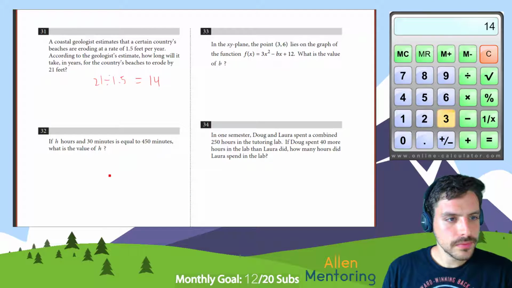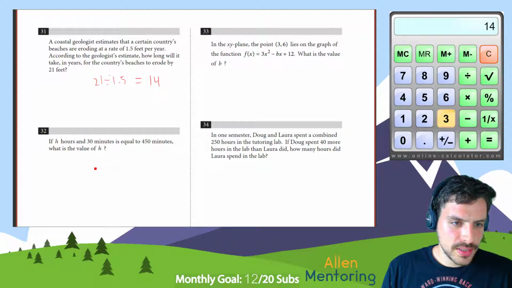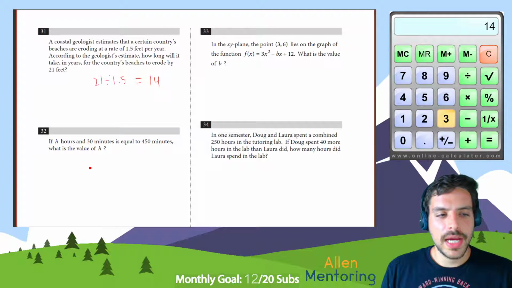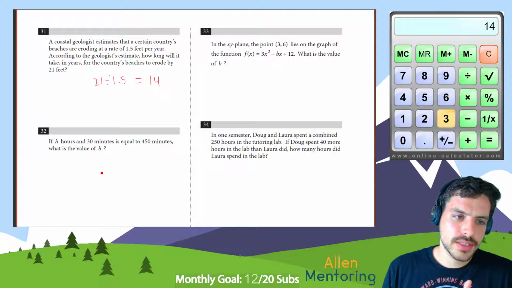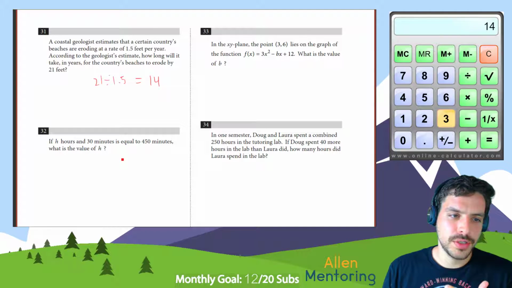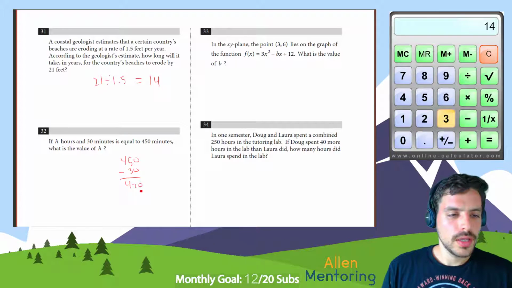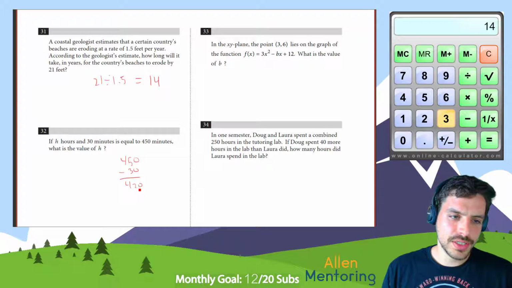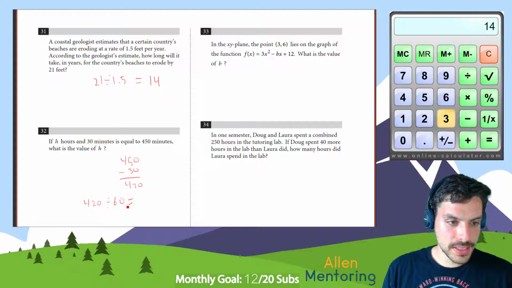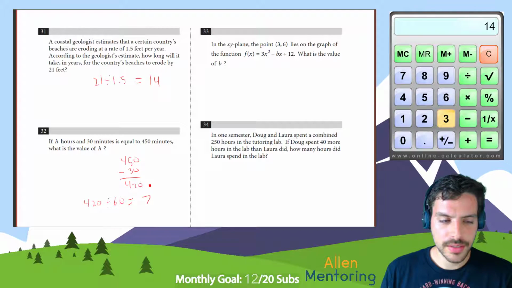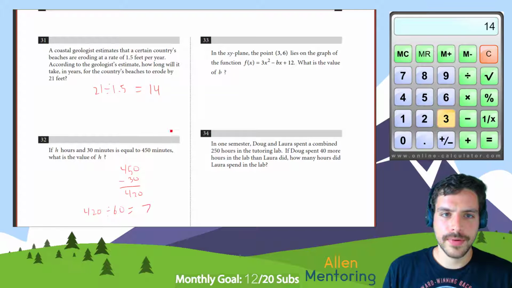Very nice. If h hours and 30 minutes is equal to 450 minutes, what is the value of h? So it's h hours and 30 minutes. The first thing we probably want to do is subtract those 30 minutes from 450. And we get 420. How many hours is in 420 minutes? In each hour, it's 60 minutes. So 420 divided by 60 is equal to 7. So 7 hours. Pretty easy so far.